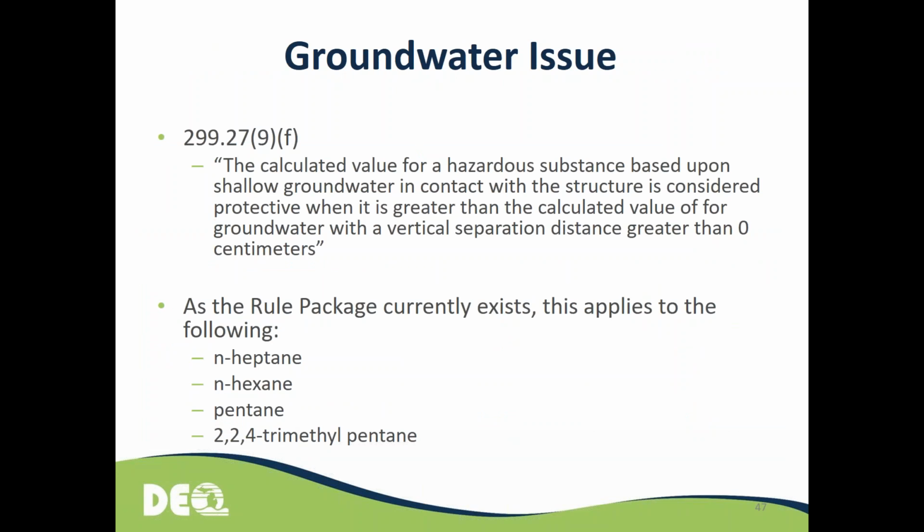So the issue of groundwater, when you have a site where you have groundwater that is not shallow, so it's actually deeper groundwater, there are some hazardous substances where we will actually default to the shallow groundwater value, and that's based on how we calculate those particular values. It goes back to some of the chemical physical properties and how much is actually able to volatilize. And as the current rule stands, it only affects these 4 hazardous substances, but there is rule language in Rule 27, Subrule 9 that speaks to this. But as of right now, it's only affecting these 4 hazardous substances.